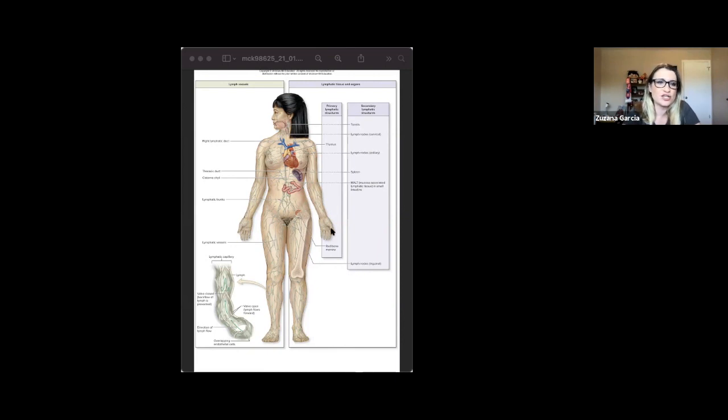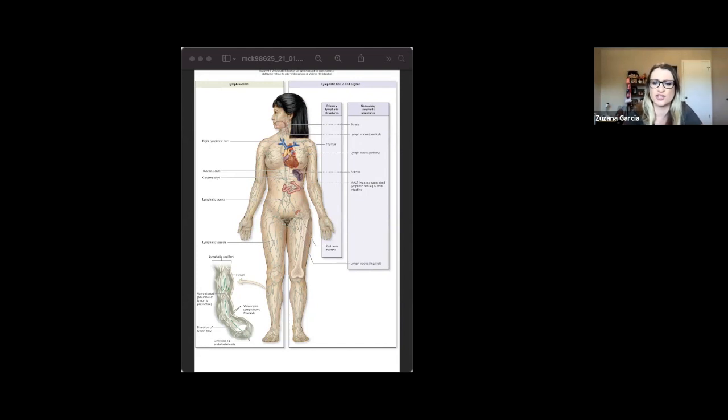And the image that you're looking at right now is a general overview of the structures that are involved in the lymphatic system. So you have some lymph vessels that are labeled here on the left side, and then lymphatic tissues and organs are on the right side there. We'll look at the tissues and organs more closely later.